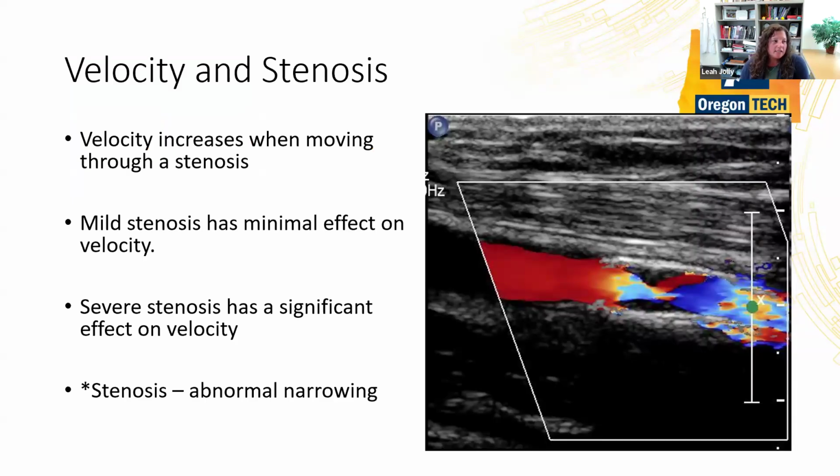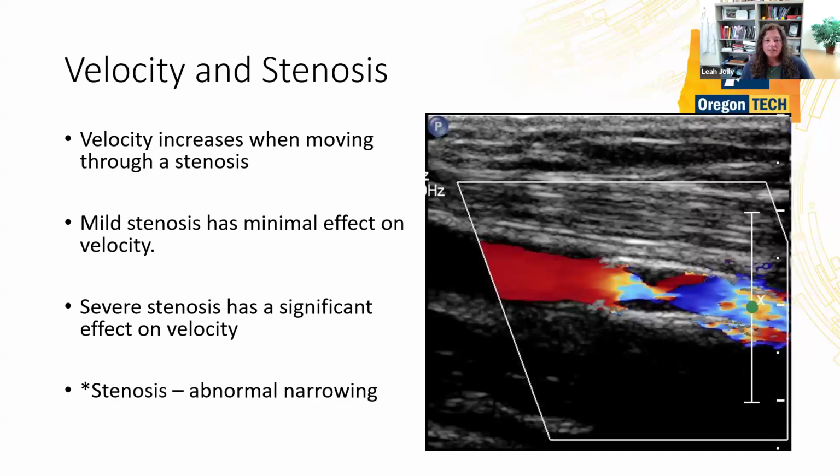All right, so velocity and stenosis. Velocity increases when moving through a stenosis. A mild stenosis might have a minimal effect, so we might not even really notice it, except that we can see that there's a little bit of plaque there. But not really a hugely detectable velocity increase.